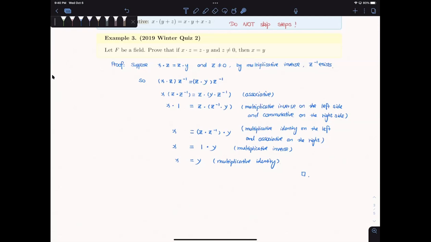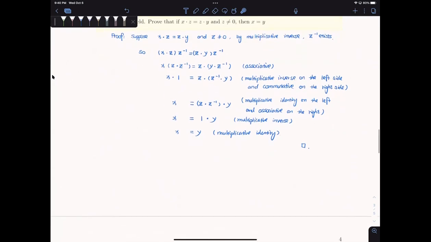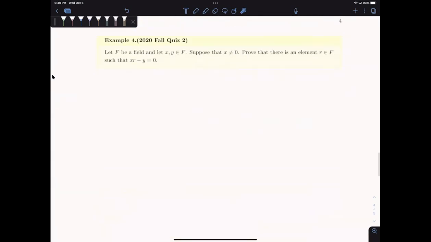Multiplying both sides by the inverse of Z. This is the multiplicative inverse. I know it exists, so I can multiply them. Like here. Okay, let's see a slightly harder question. Last year's quiz. Let F be a field and X, Y be elements of the field. Suppose that X is not 0. I feel like whenever you see this, you should immediately think that we have X inverse exists.